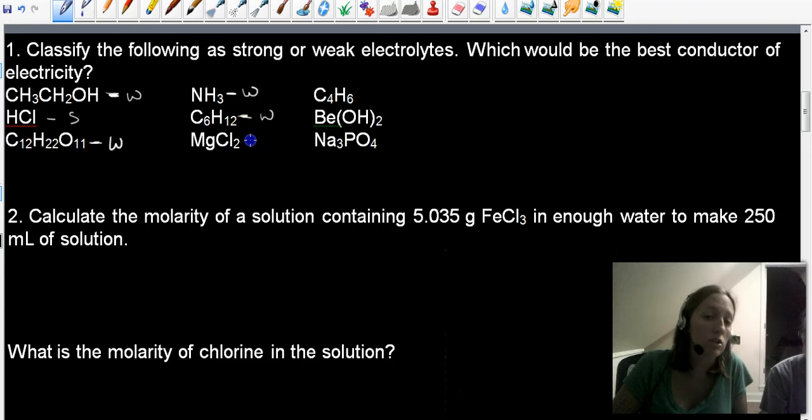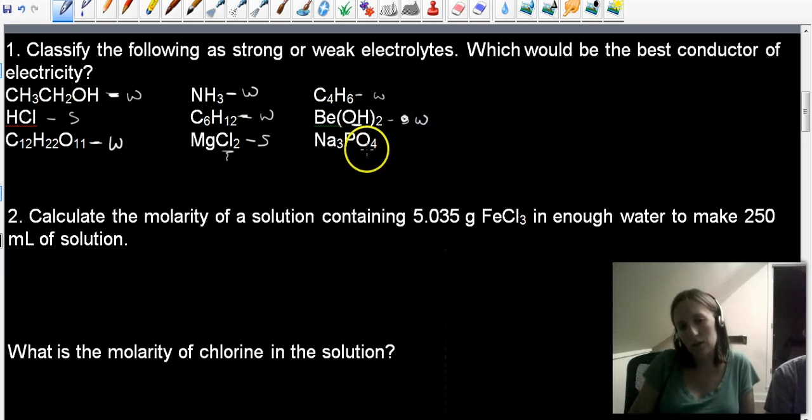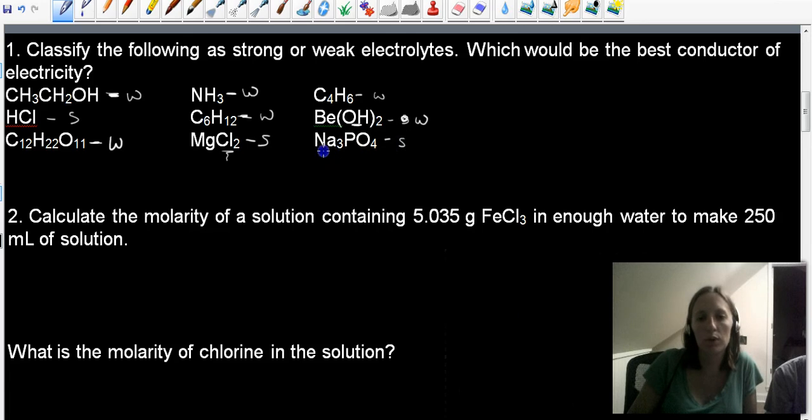Magnesium chloride, which dissolves because of the halide here, is strong. Oh, here's an organic one. Weak. Here is beryllium hydroxide. Hydroxide means it doesn't dissolve well, so that's going to be a weak electrolyte. And sodium, that's S is for weak. And here's sodium phosphate, which is strong because of the phosphate. And your best conductor of electricity is going to be the one with the most ions per formula unit, which is sodium phosphate, because you get 3 sodiums and a phosphate.